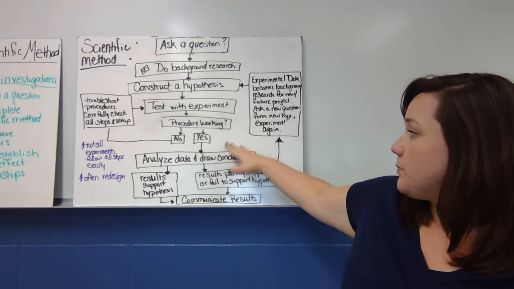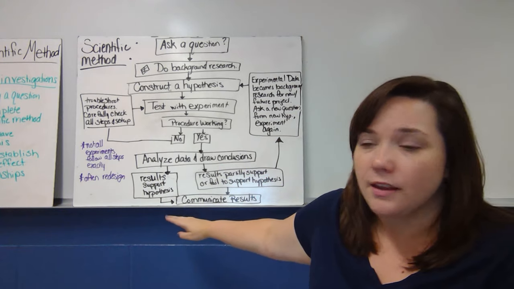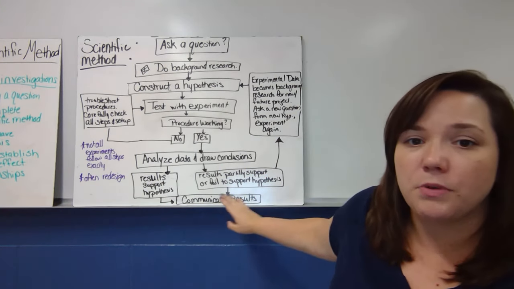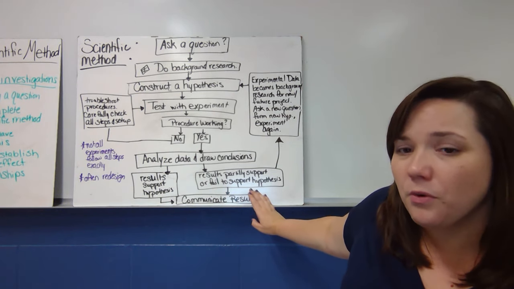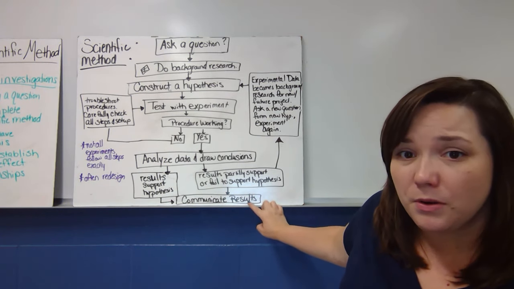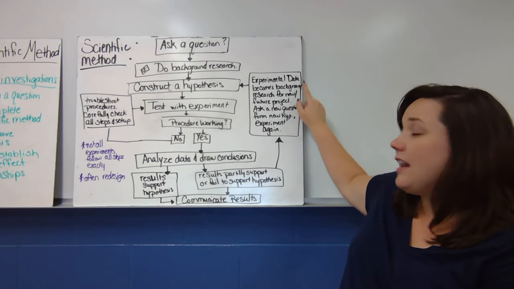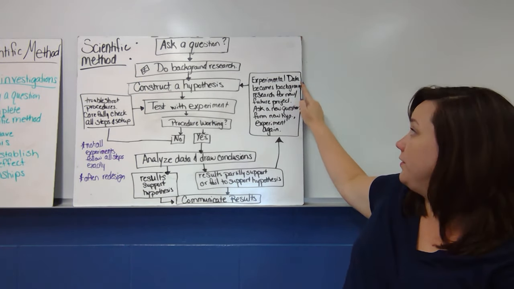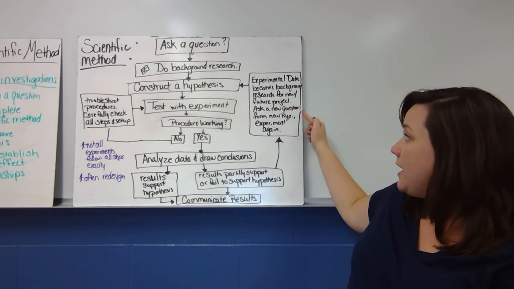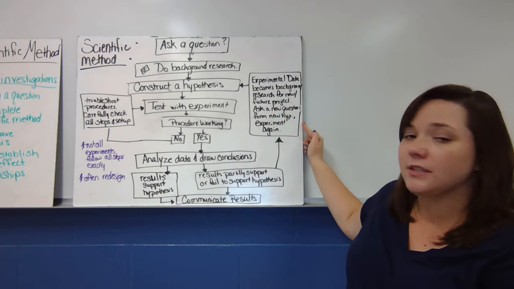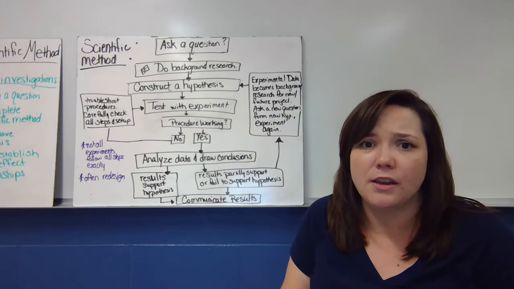So once we have our procedures working, we're going to analyze data and draw conclusions. When we do that, if our results support our hypothesis, we communicate those results. If our results only partially support or fail to support our hypothesis, we still communicate those results. However, we can also go back and use that experimental data that we now have. It becomes our background research for new or future projects, and we can ask a new question, form a new hypothesis, and experiment again. So with the scientific method, things are always kind of mixed up and going back and forth.